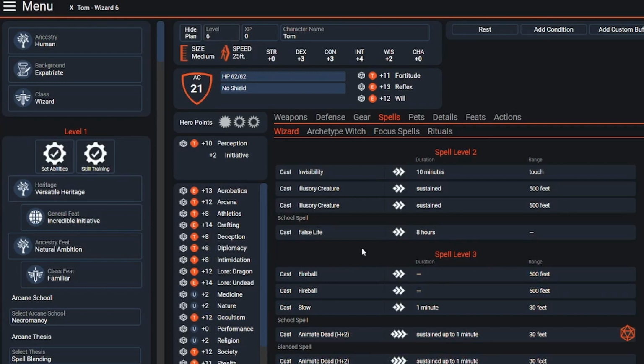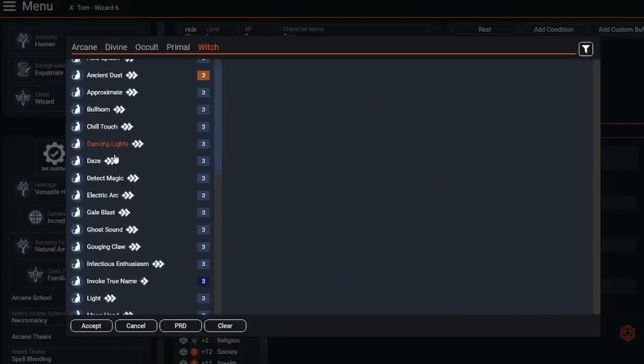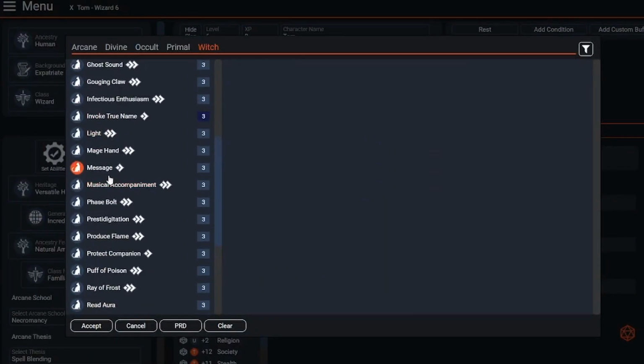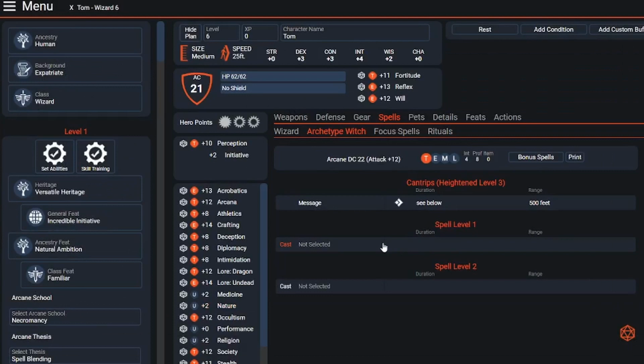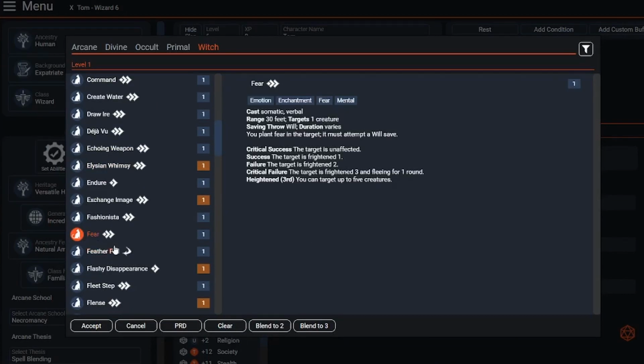That is absolutely crazy. We must not forget also that we have taken the witch archetype, so we gained an extra cantrip, and I'm going to take a utility cantrip in the form of message, and then we can kind of recover a bit one of the 2 first level spells that we used for spell blending. I'm not going to stress it out too much. Let's take fear, but again, this is a flex slot.